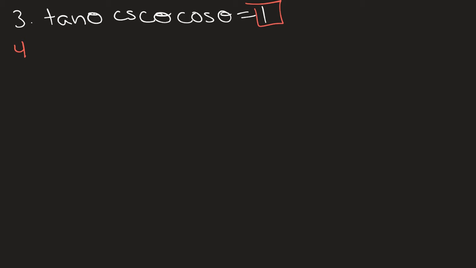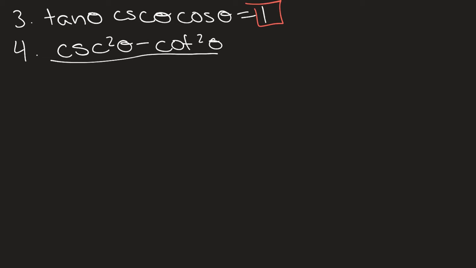Let's go back. And number 4, this one's a big challenge, but cosecant squared theta minus cotangent squared theta over 1 minus sine squared theta equals secant squared theta.